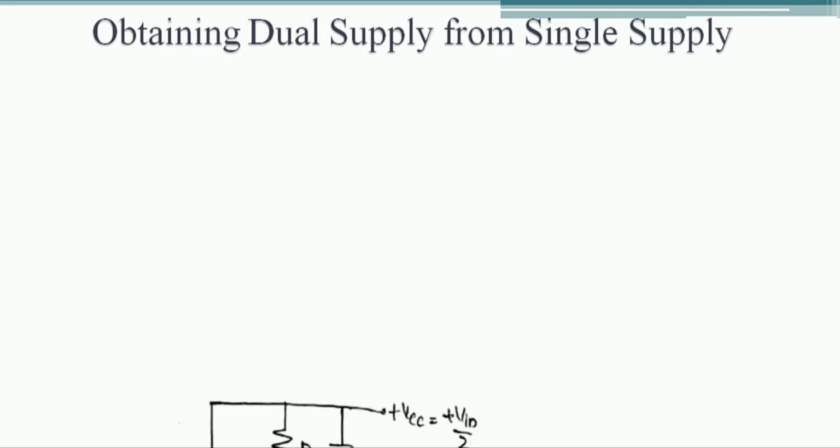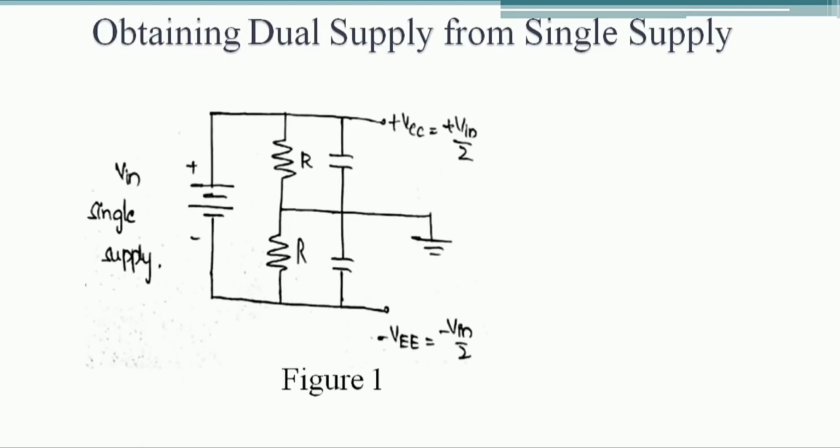The first circuit that we use to obtain a dual supply from the single supply is a resistive divider network. With the help of a ground, it is used to convert the single supply to the dual supply. For the resistive divider network we consider equal resistors, that is R and R. With the potential divider network, from the voltage divider rule, the voltage drop across this resistor is equal to Vin, the total supply voltage, times the corresponding resistor R by the total branch impedance, that is R plus R. So finally VCC is Vin by 2 and the other terminal VEE is minus Vin by 2.